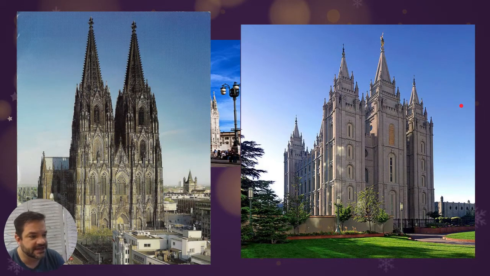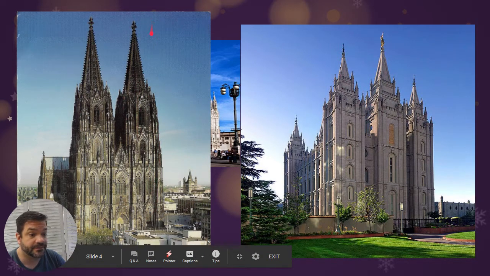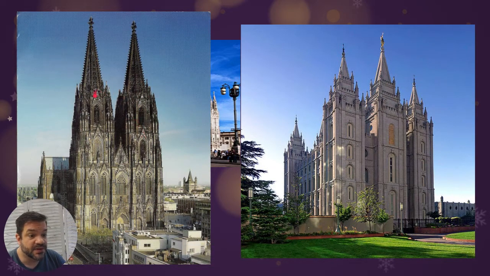So our first example is the Mormon Temple that is in downtown Salt Lake City. Now you can see, I've paired it with a cathedral here, a Gothic cathedral in Germany, and hopefully you can see the similarities. Okay, it's tall. It's got the pinnacles.